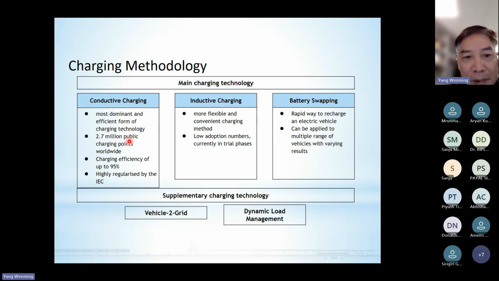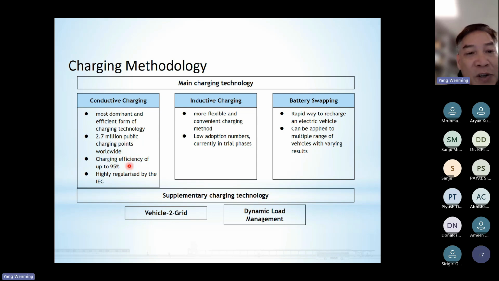There are about 2.5 million public charging points worldwide. Again, I should highlight that this number is based on data from 2021. Currently, in 2024, many more charging points have been built, especially in China. China is now the most advanced country in terms of electric vehicle applications.